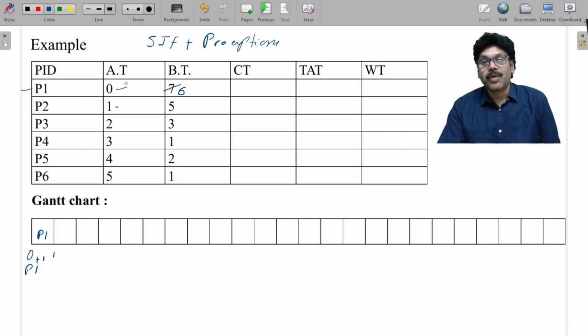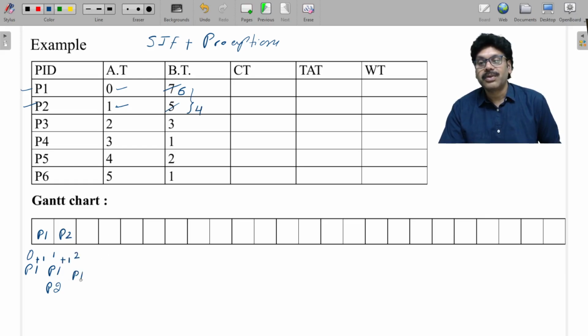Now in this case, your queue consists of P1, and one more process has been brought to the ready queue, P2. Among these two, which has the shortest job? P2, 6 and 5. But don't give the complete 5, take only one, up to the next arrival time. One I will give. So P2 is executed for one more unit of time.